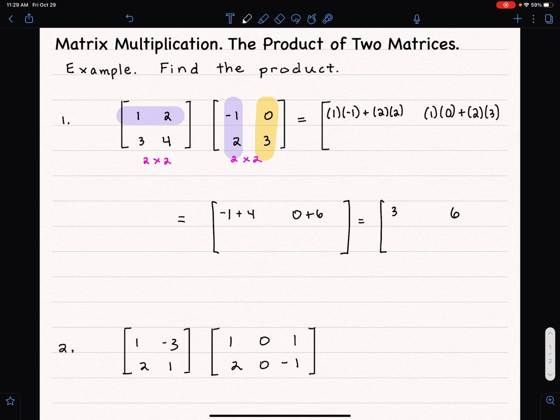I'll just put a space between these. We don't do commas inside matrices, maybe with row vectors, but in general with matrices you don't usually do that.